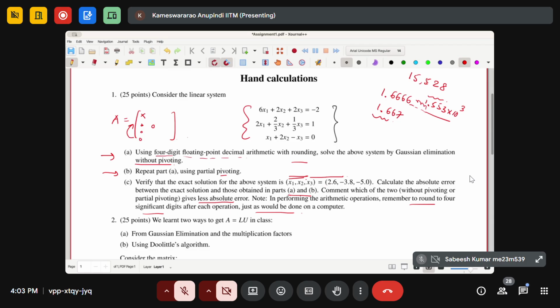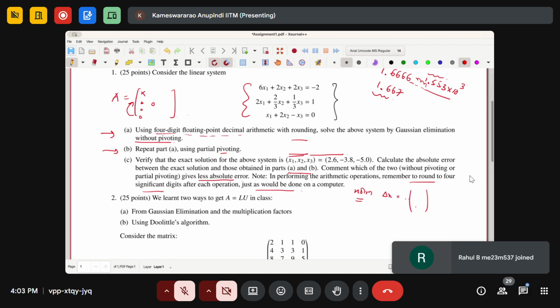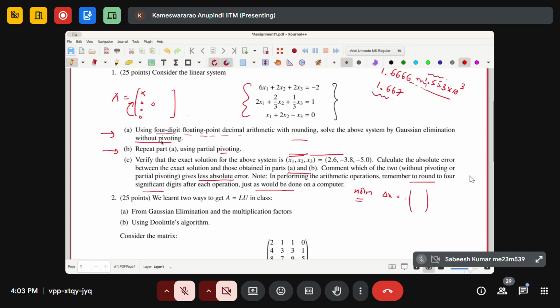And then when you calculate the error, you can use some norm, or you can calculate the error vector. You can use some norm to report what is the error, or which is more accurate. I think it is easy to see. You can look at some delta x vector, which is for x1, x2, and x3. Any questions on the first problem? Will you be able to do it?